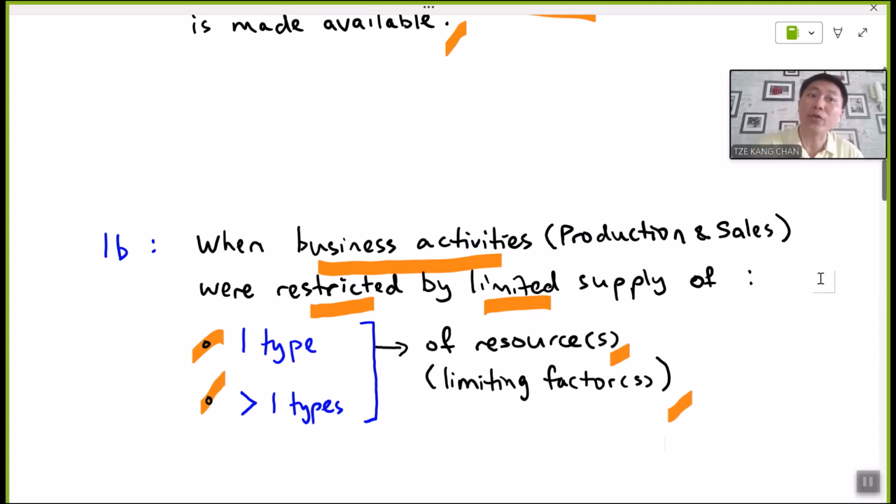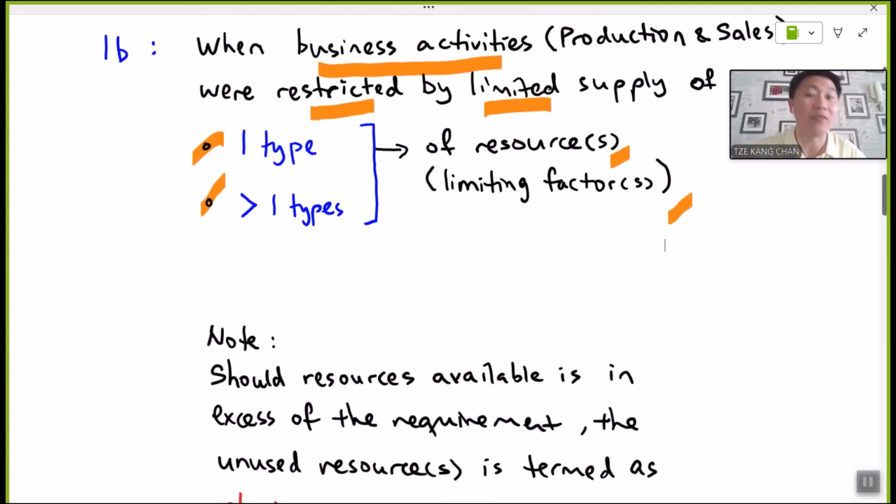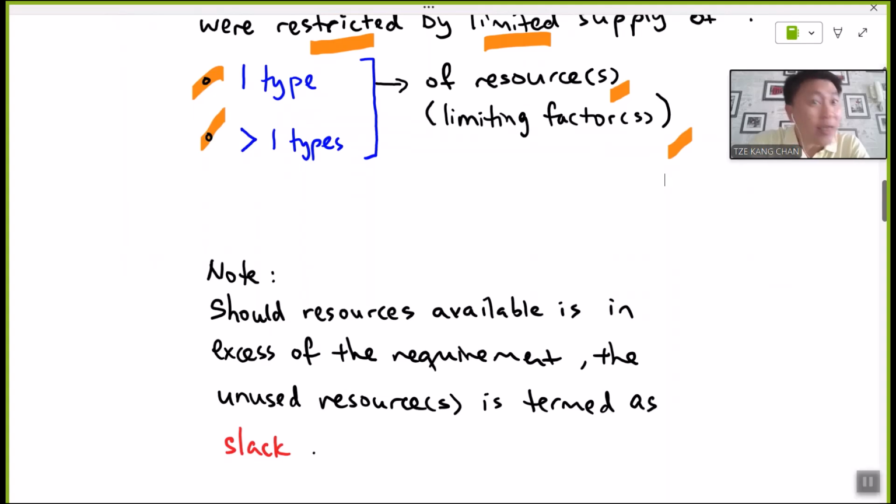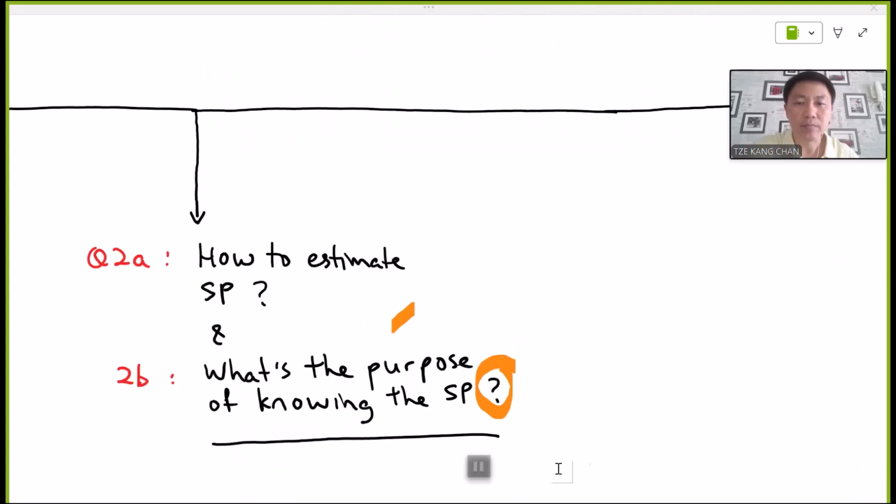Guys, it is worth taking note of the reverse or the contrary of limiting factors. It is equally common that businesses may experience resources whereby the availability is in excess of the requirement. So that is the contrary to the scarce resource. Such spare resources that give rise to unused resource are termed slack. This is mainly for learning purposes.